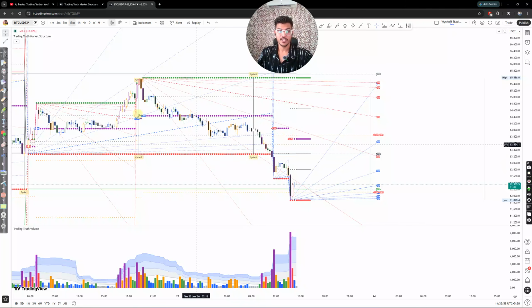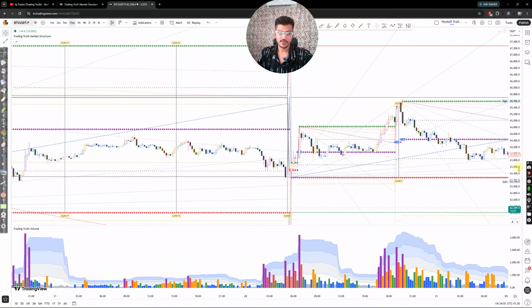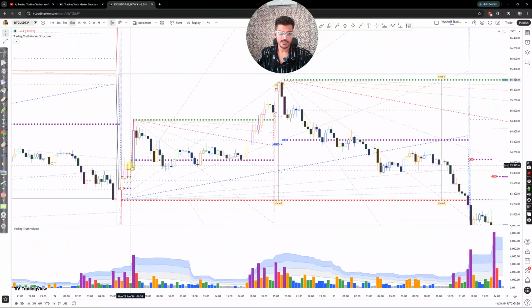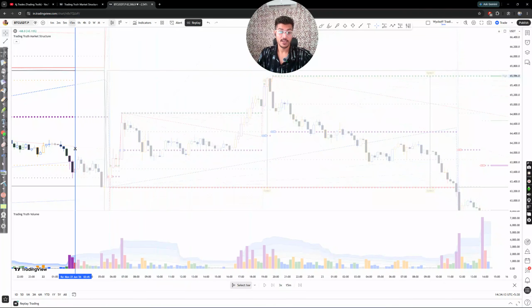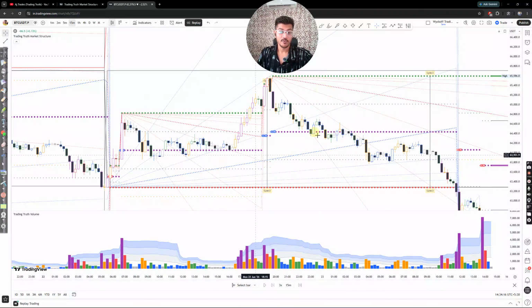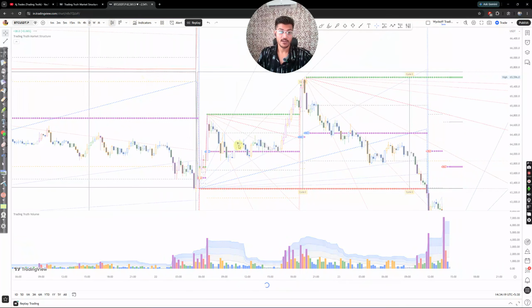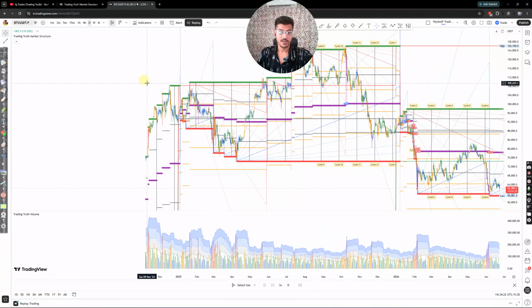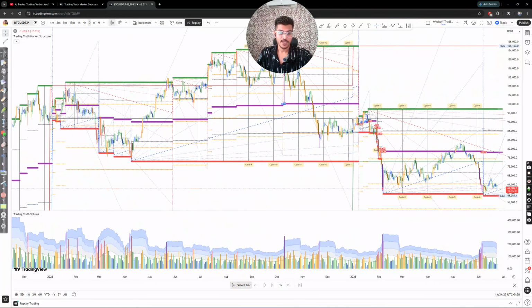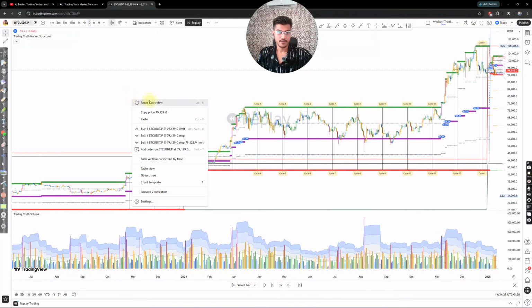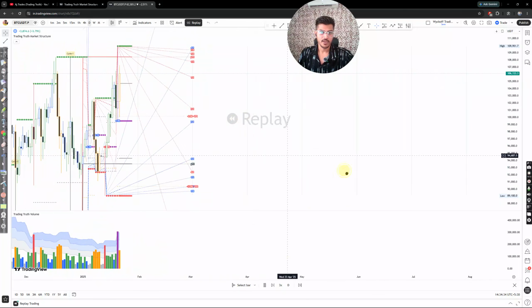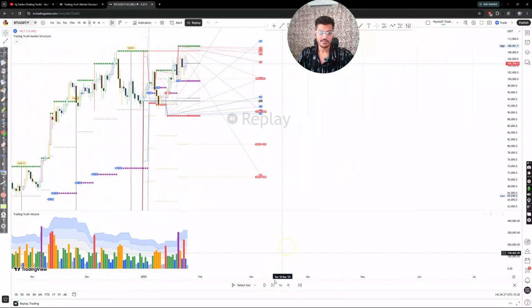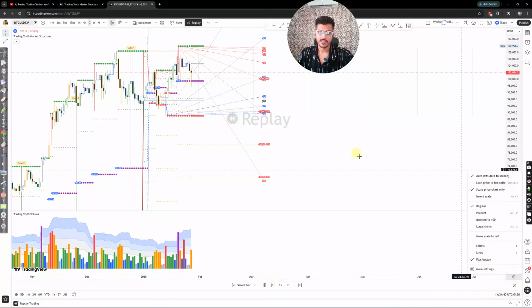What else to teach you guys is just observe what happens when the market comes to these lines. Also, if you have a premium account, you can just use replay and look forward to what it's doing. So if I come to the daily time frame, I'm just going to go this much back, and let's just run this simulation forward. You can just observe how the market is reacting when it's coming to those lines.